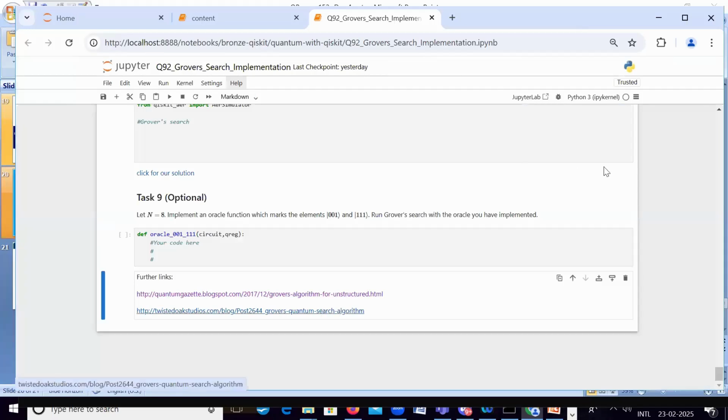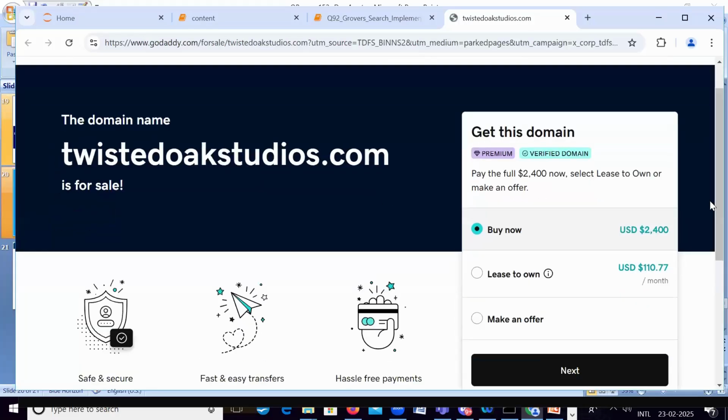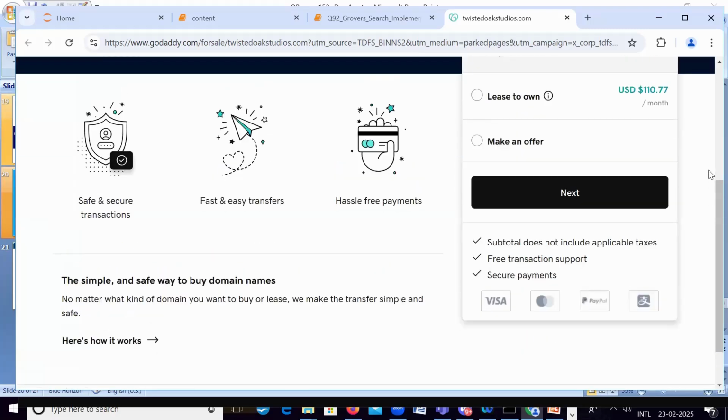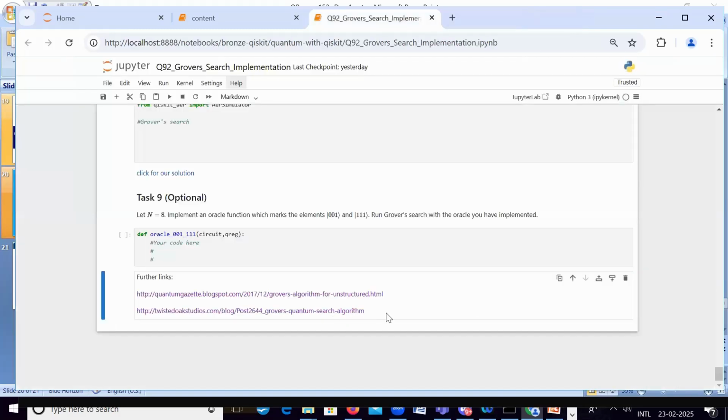The second one is about the same topic, but more into the implementation part. Somehow this site is down right now. When I looked earlier, it went more into the implementation and application of the Grover search algorithm.